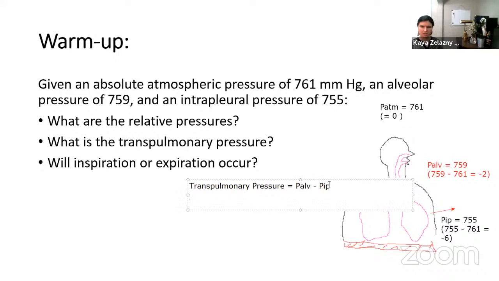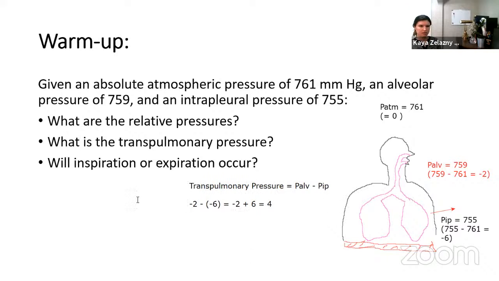Okay, so we're going to put in our numbers. All right, so we have our alveolar pressure. Let's use the relative pressures because usually this is going to make the math a little easier, right? So we have -2 minus our pressure in the intrapleural space. So we're doing minus -6, right? So that's equivalent to -2 plus 6, which is 6 minus 2. So our transpulmonary pressure here is 4.